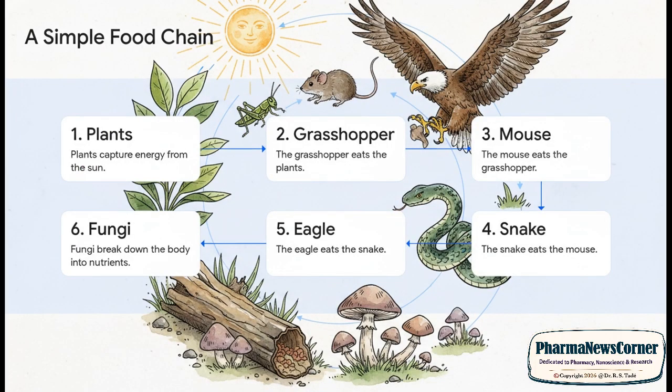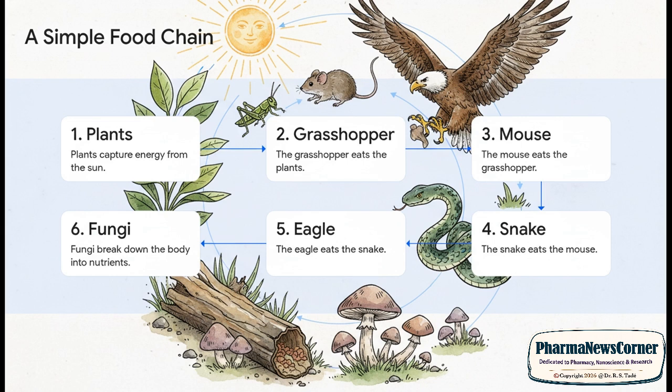The sun powers the plants. A grasshopper comes along and eats the plants. Then a mouse eats the grasshopper. A snake eats the mouse, and it goes all the way up to the top predator, the eagle. But it doesn't stop there. When the eagle eventually dies, fungi go to work, breaking it down and returning all those valuable nutrients right back to the soil to start the whole cycle over again.